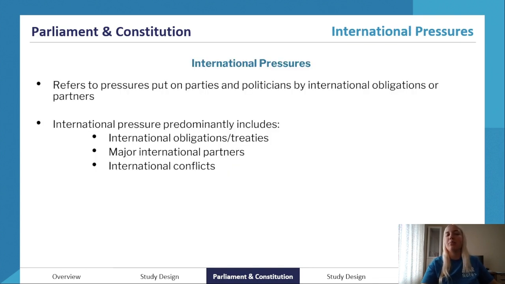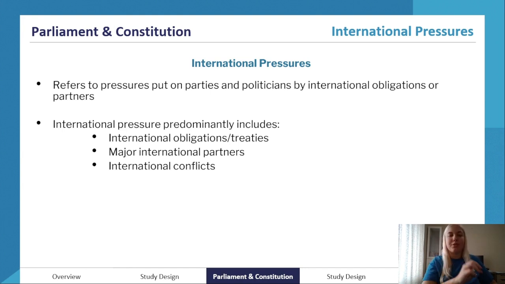Okay, now the last one under this dot point, which is international pressures. And this refers very obviously to the pressures put on all the different parties involved in parliament and politicians by either international obligations or partners. Okay, so this includes, I've got it listed right there, international obligations such as treaties and declarations. So things that Australia is a signatory to and commitments that they have made with other countries. So, maybe some easy ones you can think of, things like UNESCO heritage sites that have to be protected across the world, and then also treaties that say things like human rights and things like that.